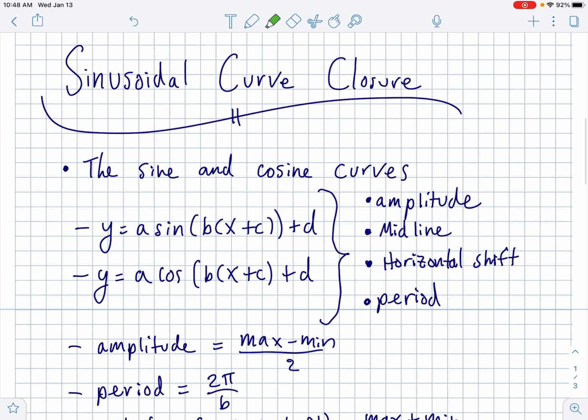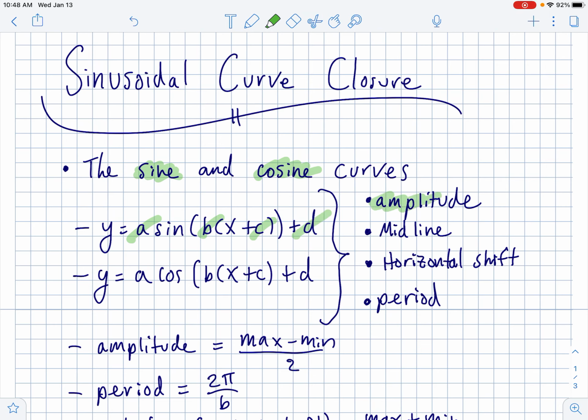Close your notes. You should be very familiar with the sine and cosine parent curves, what they look like, their amplitudes, and their periods of 2 pi. Both of these equations, I should be able to give you an A, B, C, and D value, and you should know how that affects the picture.